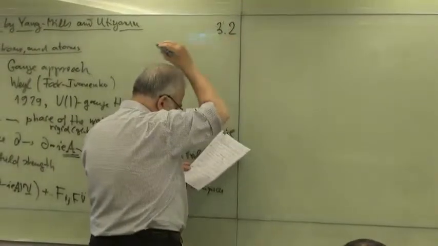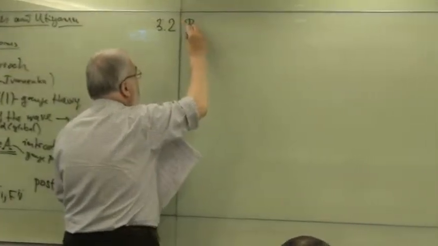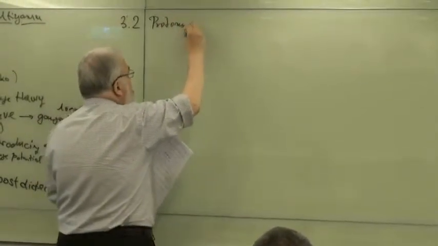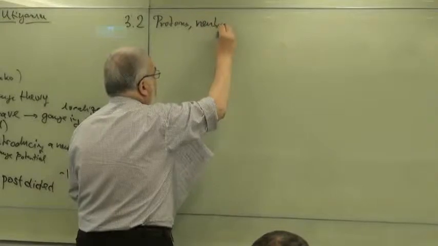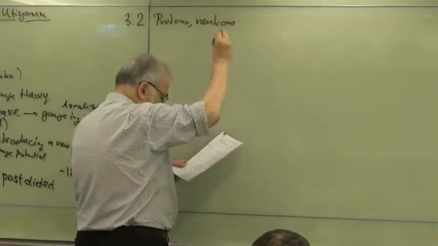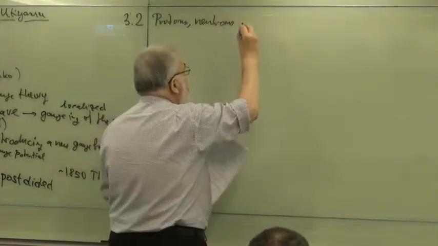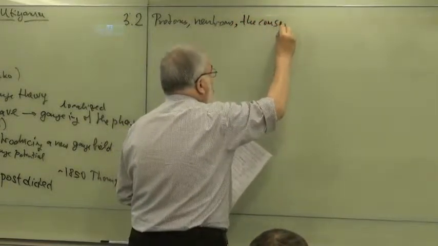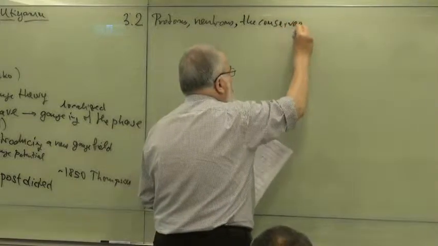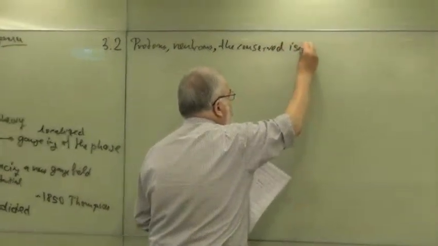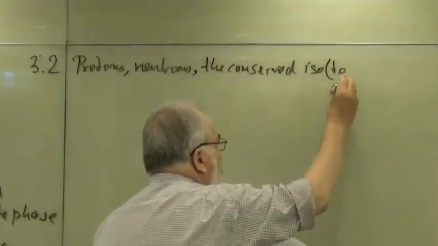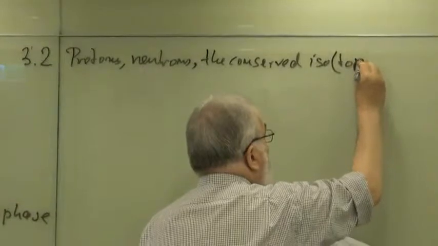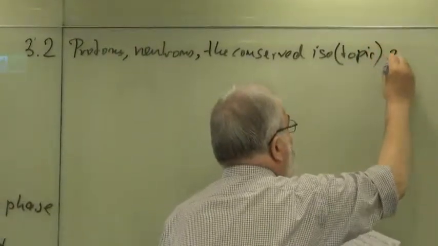3.2. Now I call it protons, neutrons, the conserved isotopic spin current.